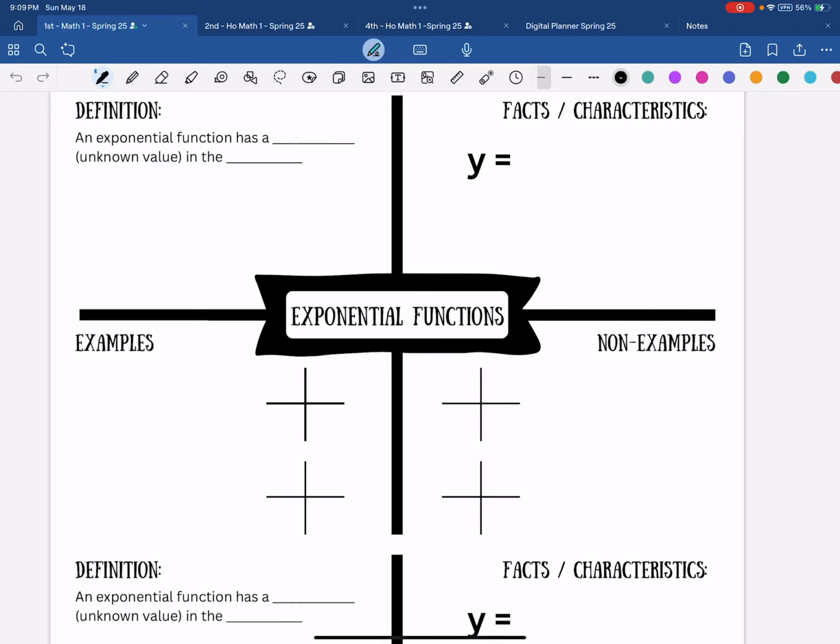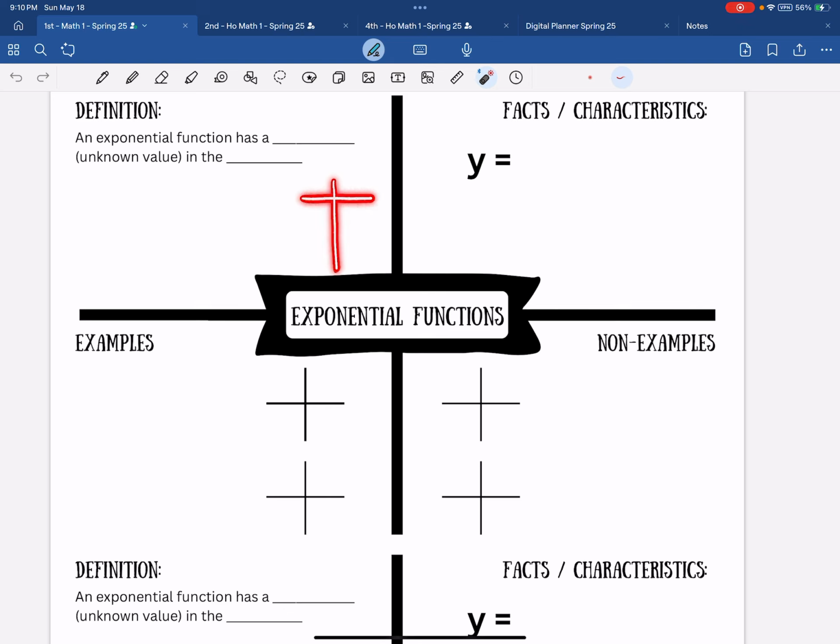We're going to begin talking about exponential functions, and it's called an exponential function because it has the keyword exponent, and that's going to be very important when we talk about all of the key features that go along with exponential functions.